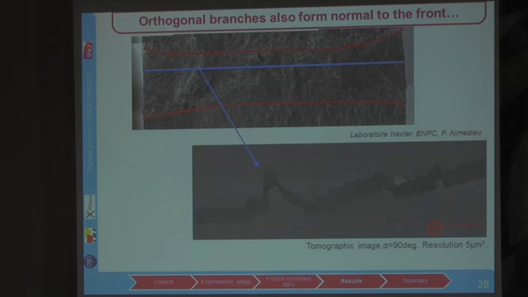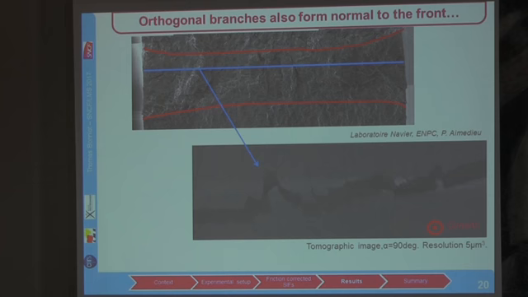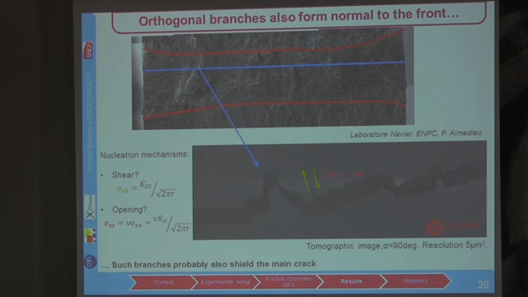And such branches also form in a plane which is normal to the front, while the other ones were in a plane parallel to the crack front. So, they can be seen with tomographic images. So the crack here goes in this direction. And the nucleation mechanisms can be either shear due to mode 3 or opening due to mode 2. And at the time we don't know which mechanism is responsible for the nucleation. But what we know for sure is that such branches will also probably shield the main crack and lead to its bifurcation.